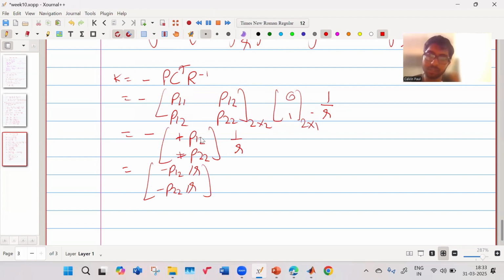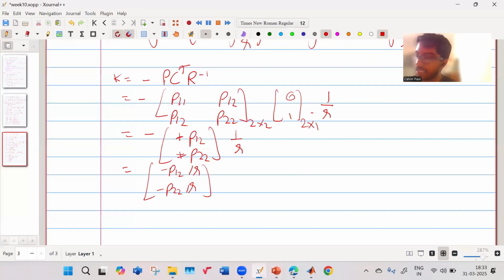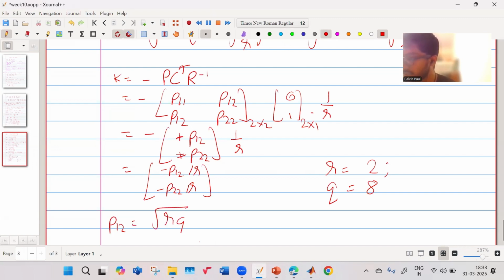Now this depends on our R and Q. What R and Q will we select? Let us take R to be 2 and Q to be 8. If we do that, what do we get for P12? Remember, P12 is equal to square root of R into Q. So that is square root of 2 into 8, which is square root of 16, equal to 4.